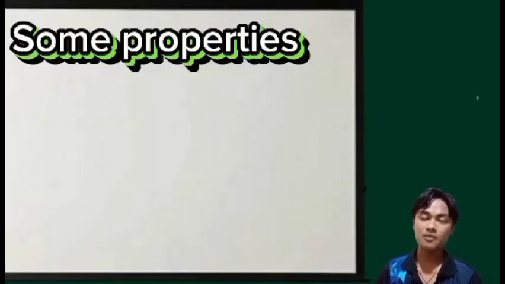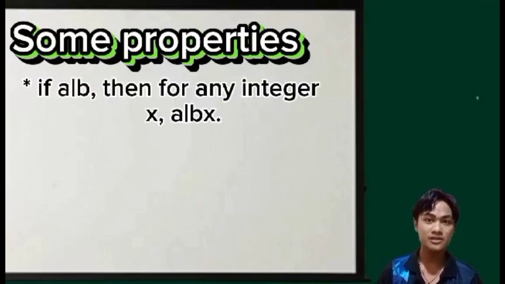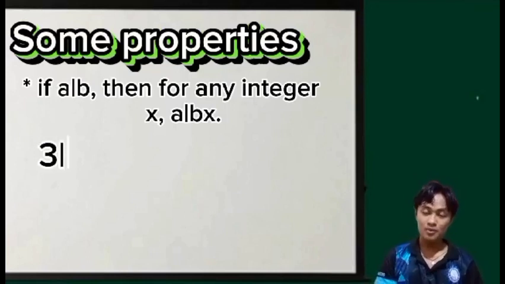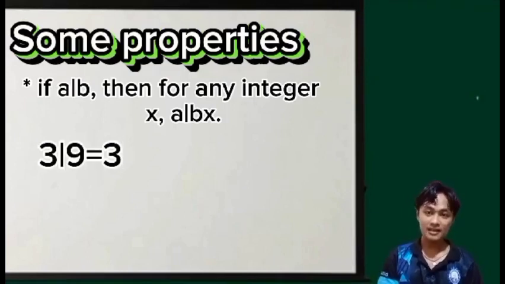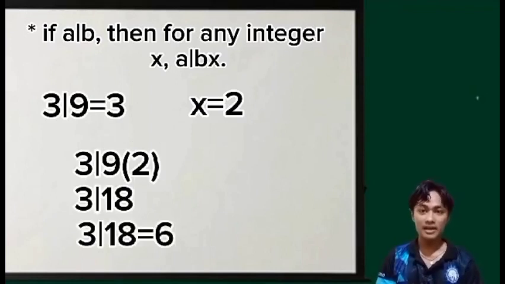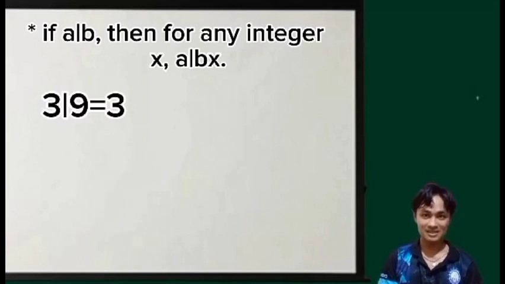Now let's discuss some properties of divisibility. First, if a is divisible by b, then for any integer x, a is divisible by b times x. Example, 9 divided by 3 is 3. Now let's apply the property. Let's assume that x is equal to 2. So, 18 is 9 times 2. 18 divided by 3 is 6.